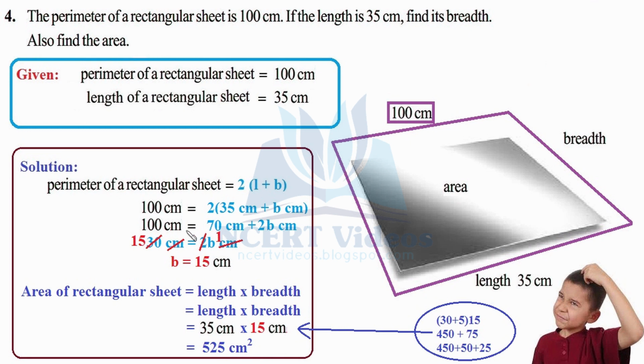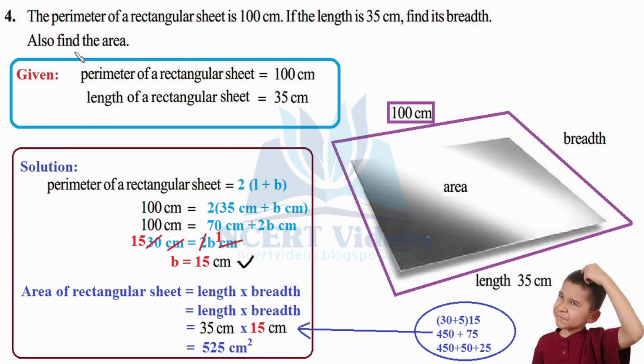So 100 minus 70 is how much? 30 centimeter equals only 2b centimeter was left on the right hand side. Now centimeter gets cancelled. 1 2 is a 2, 15 2s are 30. So what you are left with is 15 equals b, or b equals 15 centimeter. Therefore we have found breadth while just elaborating the given piece of information. So we have found the first part.